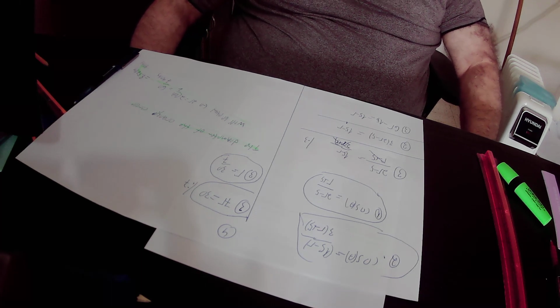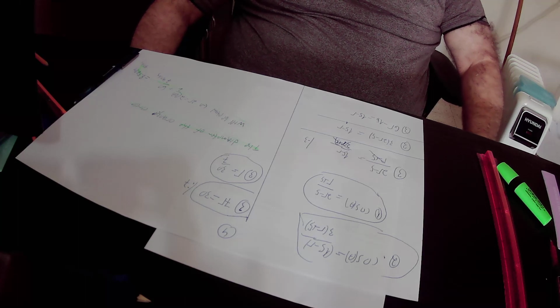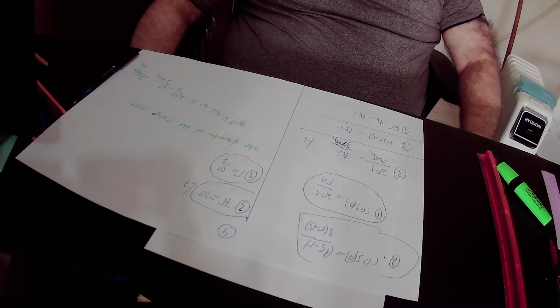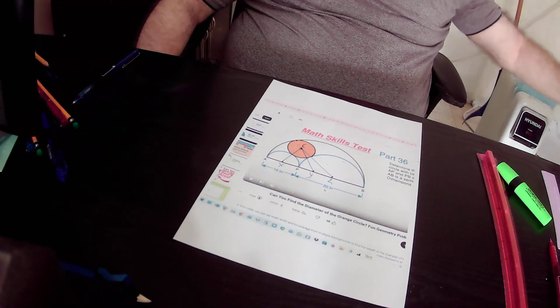So the diameter of the orange circle equals 60 over 7 units, or in terms of numbers, it equals 8.5714 units. We finished with the first question. In the next step, I present to you the second question.